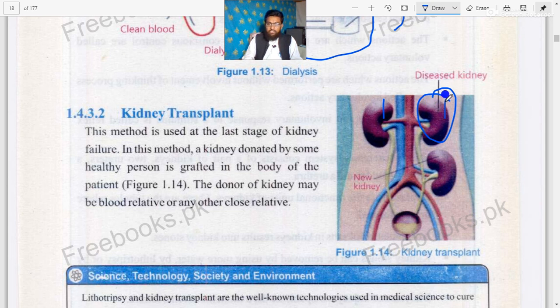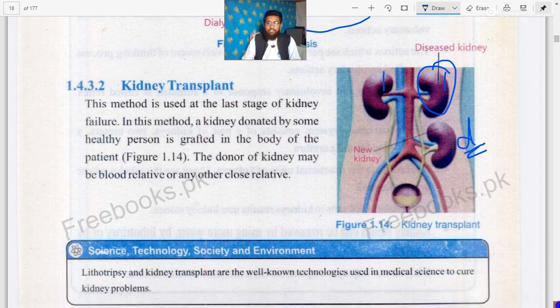One kidney is not functioning properly, so a healthy person donates a kidney. I am writing D, which means donated. This is the donated kidney, and it is grafted at one place in our body, and now this kidney will function properly like the original kidney. Dear cadets, lithotripsy and kidney transplant are the well-known technologies used in medical science to cure kidney problems.